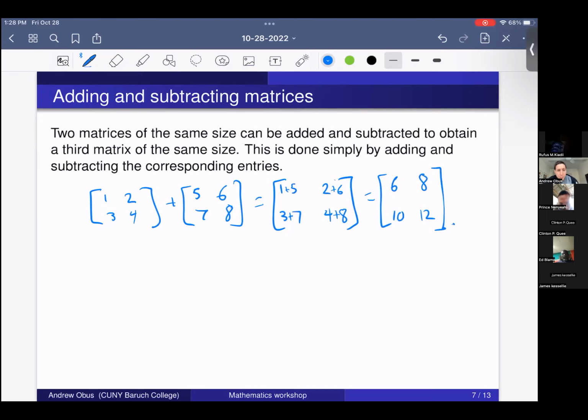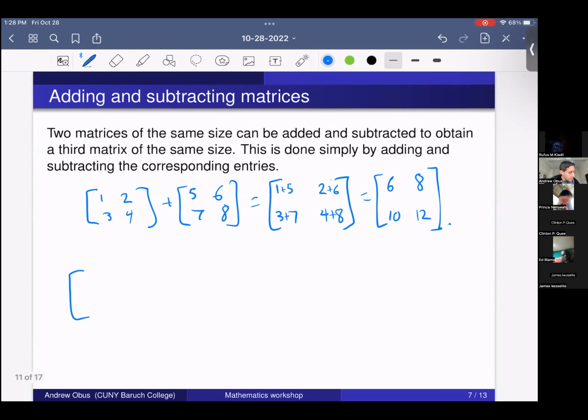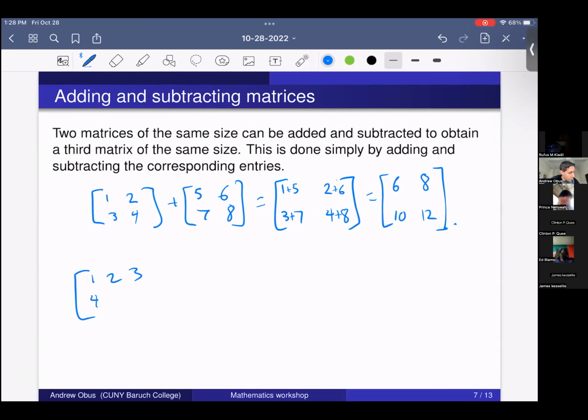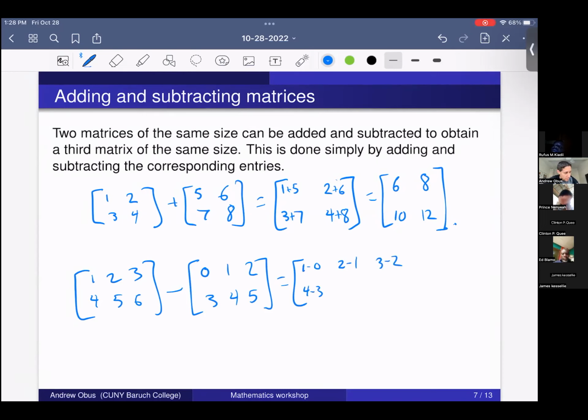So I can add matrices as long as they're of the same size. That's the key. Similarly, if I have 1, 2, 3, 4, 5, 6 and I want to subtract the matrix 0, 1, 2, 3, 4, 5, then I get 1 minus 0, 2 minus 1, 3 minus 2, 4 minus 3, 5 minus 4, and 6 minus 5. That is just 1, 1, 1, 1, 1, 1.